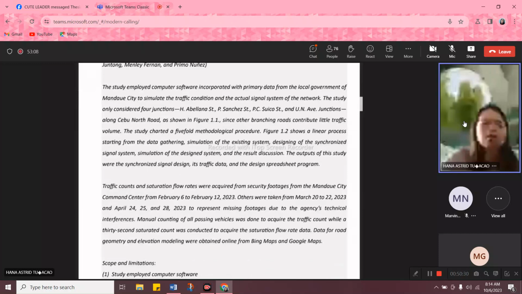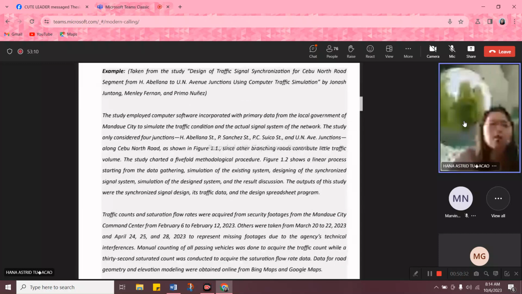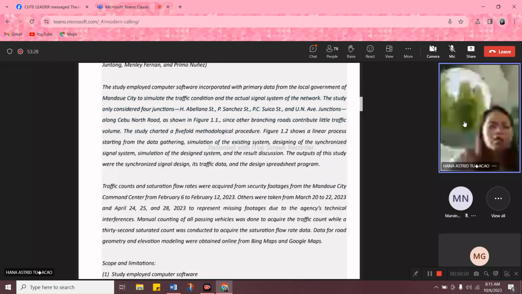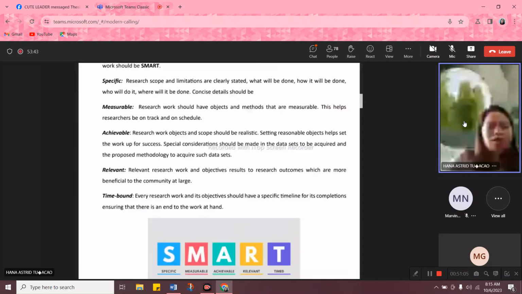For example, the same as theirs. What is specific here is they indicated the junctions. Specific, okay, achievable. They indicated here their footages. It is measurable and time bounded, no?